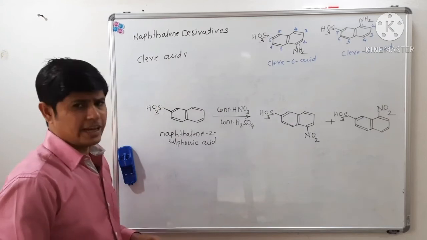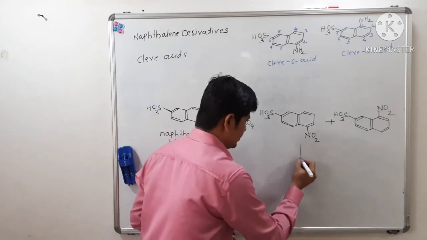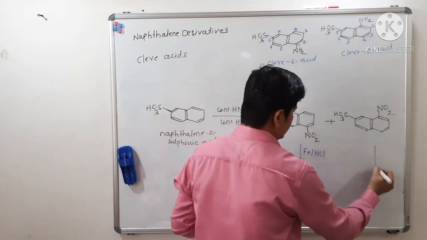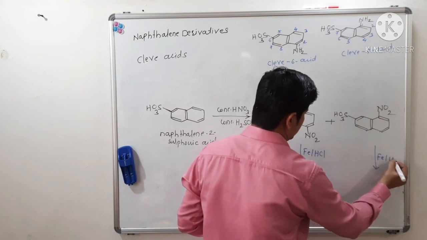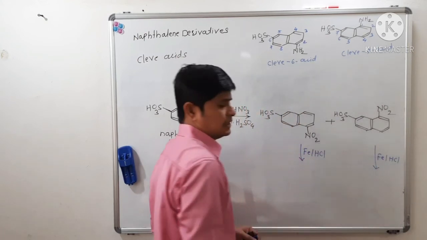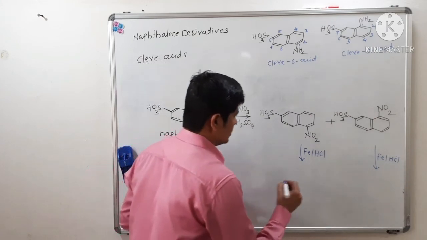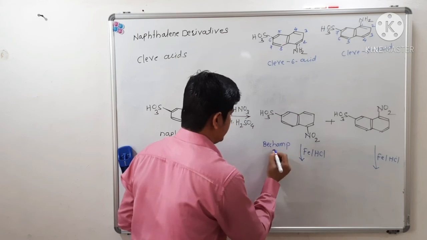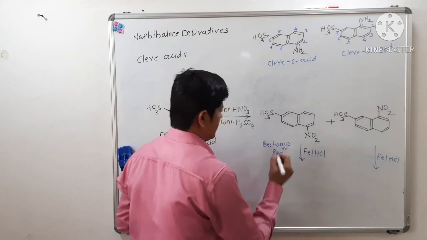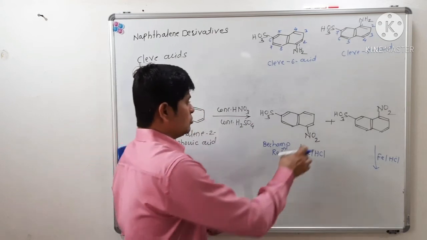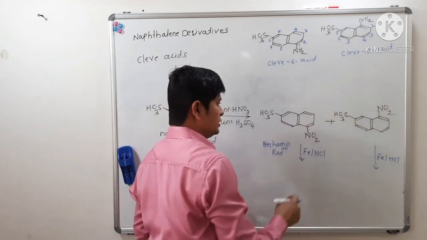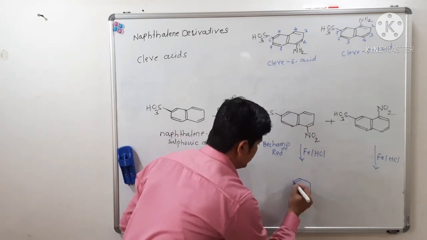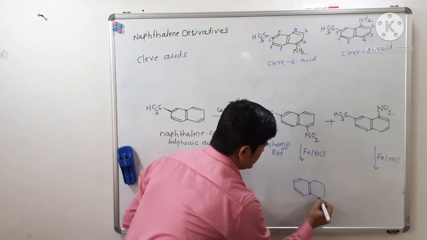Isn't it? See, in the next step, these nitro derivatives are reacted with iron and HCl. That is Bechamp reduction. So this nitro group will undergo reduction, that is, it will get converted into NH2 functionality. Both the nitro groups will get converted into NH2 functionality.